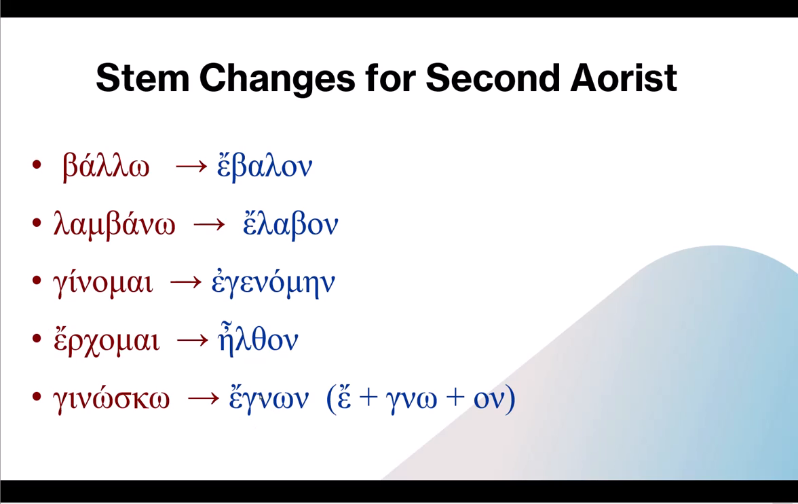So these are examples of where the stem changes, but otherwise the ending looks a lot like what we expect for the imperfect. So here for ginomai, we have a middle passive form in the present tense, and just like with the imperfect, we have a middle passive ending here, amen. So, egenamen becomes our second aorist form. So again, it looks a lot like an imperfect, except that the stem has changed.